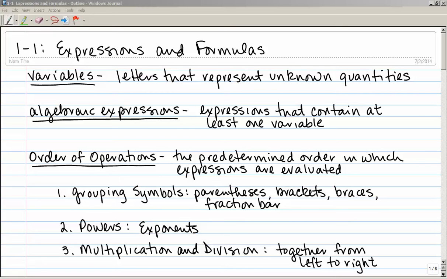An algebraic expression is an expression that contains at least one variable. So an algebraic expression is going to have numbers, variables, and operators. So an example of one might be something like 3x plus 5.